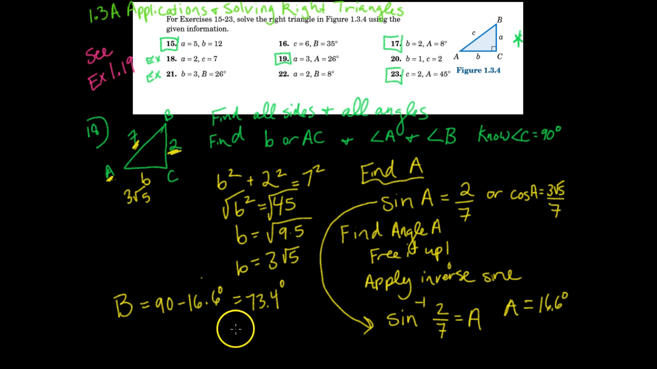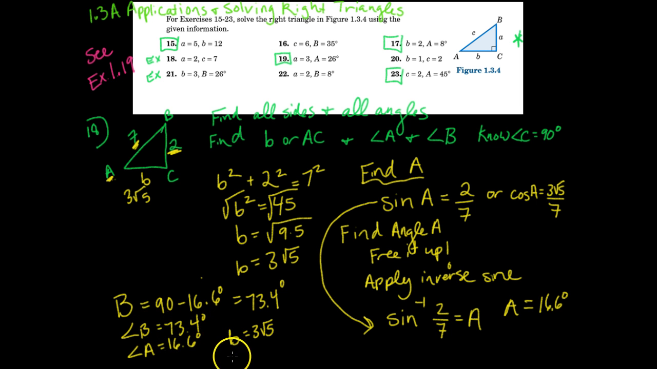So now I found angle B. Angle B is equal to 73.4 degrees. Angle A is equal to 16.6 degrees. We found B is equal to 3 rad 5. We already know length A and we know length C, the hypotenuse.